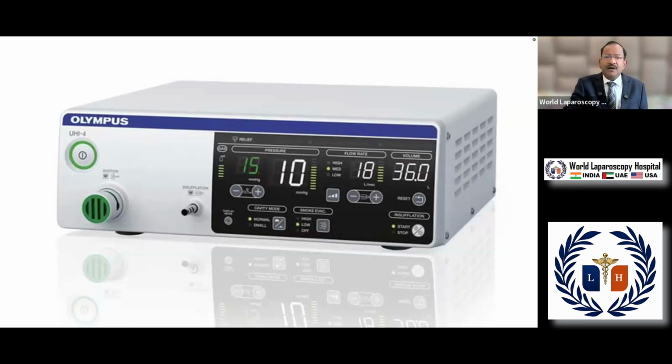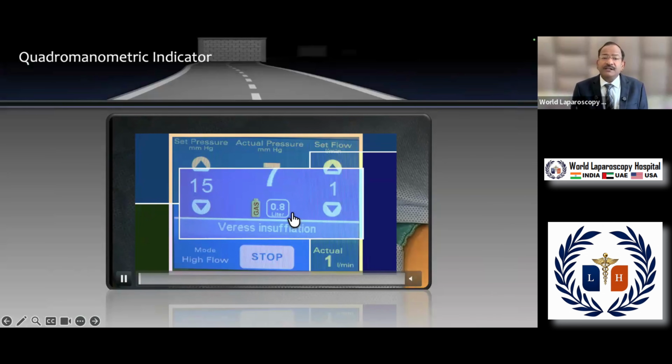So, you can see this is called the quadromanometric indicator, and this you should always see. This is what? Preset pressure. This is what? Actual pressure. This is what? Flow rate, and this is what? Total volume of the gas. And this quadromanometric indicator is a must. Here this is a Storz insufflator, you can see this is the set pressure, that is called preset pressure. And initially, within a few seconds, actual pressure should always be single digit.